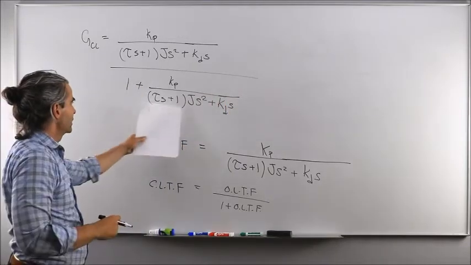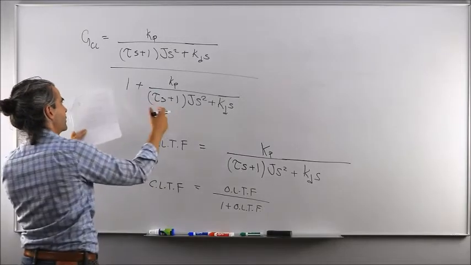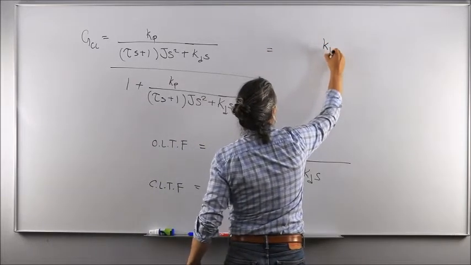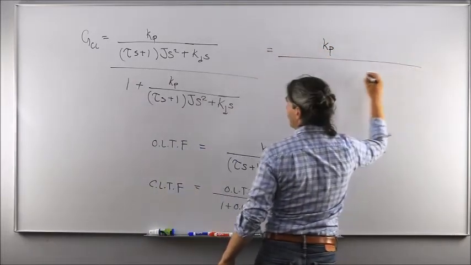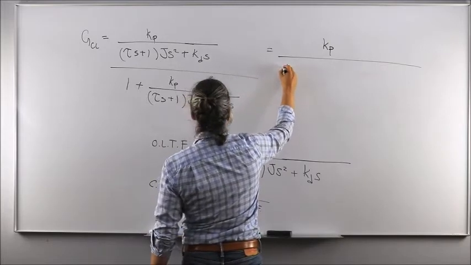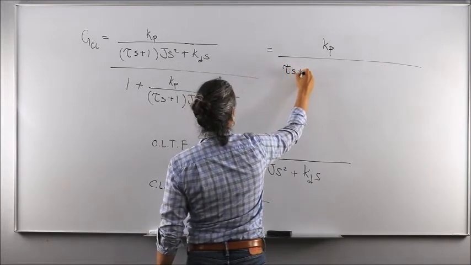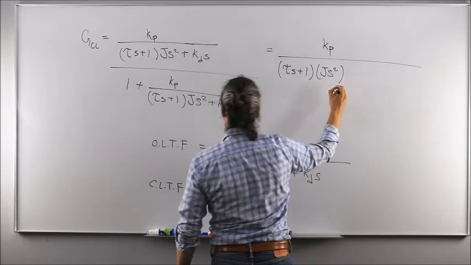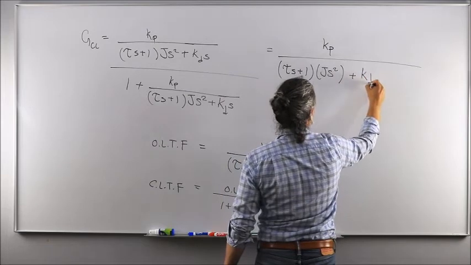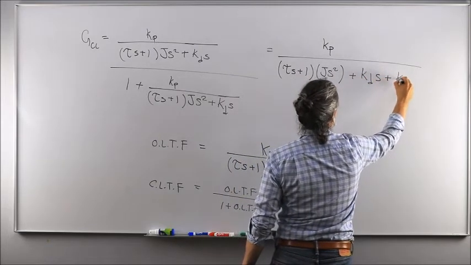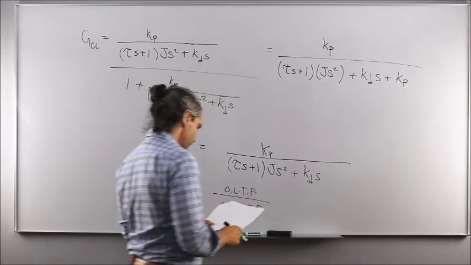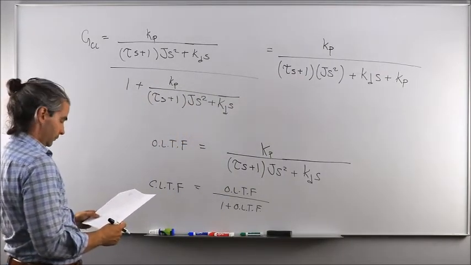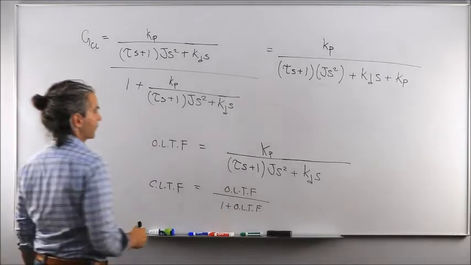I'm going to put everything onto the same denominator here and then cancel it with that on top to simply get Kp over tau s plus 1 times J s squared plus Kd s plus Kp. Yep. Okay.